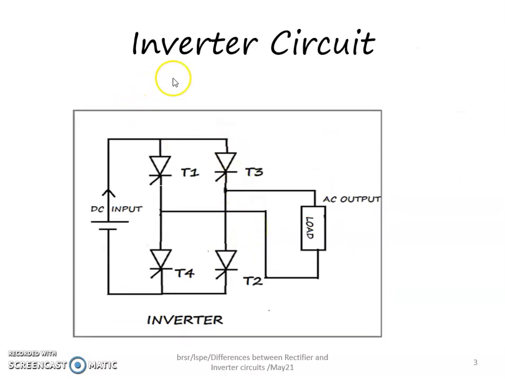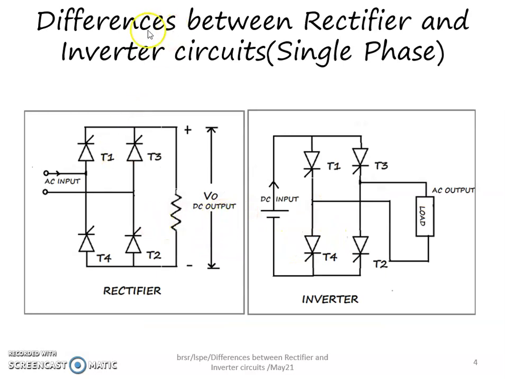Now let us go to the inverter circuit. It is also having 4 thyristors, but the difference here is you give a DC input and get an AC output. Let us see the next circuit. Here I have shown both the circuits. One is a rectifier, other one is the inverter. Now we'll see the differences in the circuit.